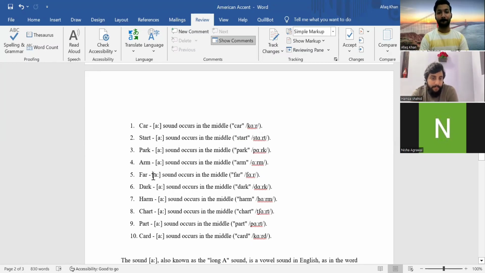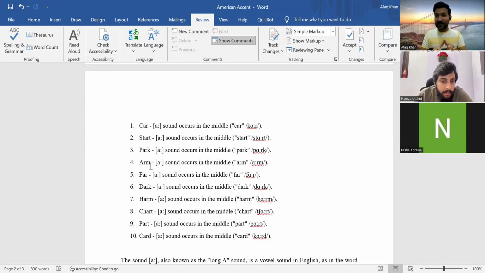Farm. Okay. In RP, what is RP, guys? Let's talk about RP accent right now. RP is a term that is used for the sound R in British English. In British English, when the sound R occurs before M, they skip it. They just don't say it.